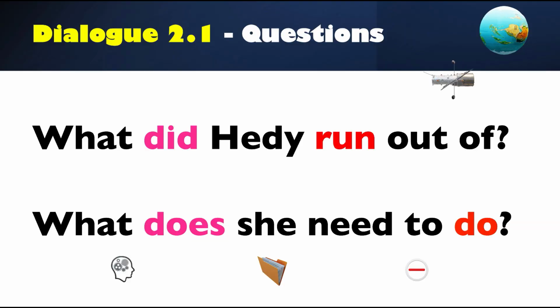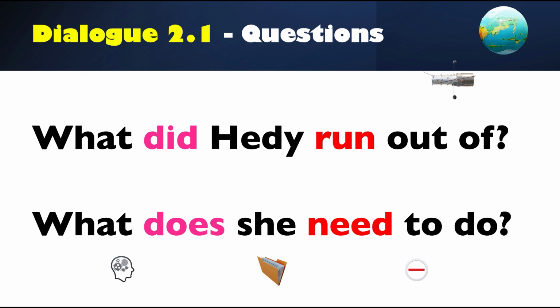What did Hedy run out of? She ran out of memory. Very good. What does she need to do? She needs to free up some space. Let me just change need to the main verb. But yes, good answer, Yonghee. She needs to free up some space.